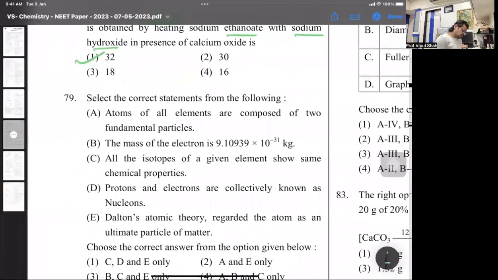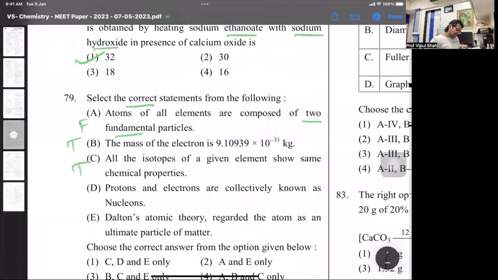79th one, select the correct one. Atoms of all elements are made up of two fundamental particles. That's false. It's made up of protons, neutrons, and electrons. So not two, it's three. Mass of electron is 9.1 into 10 raised to minus 31 kg. That's a true statement. All isotopes of an element should have the same chemical properties. Yes, as the atomic number is the same, they will have the same chemical properties.